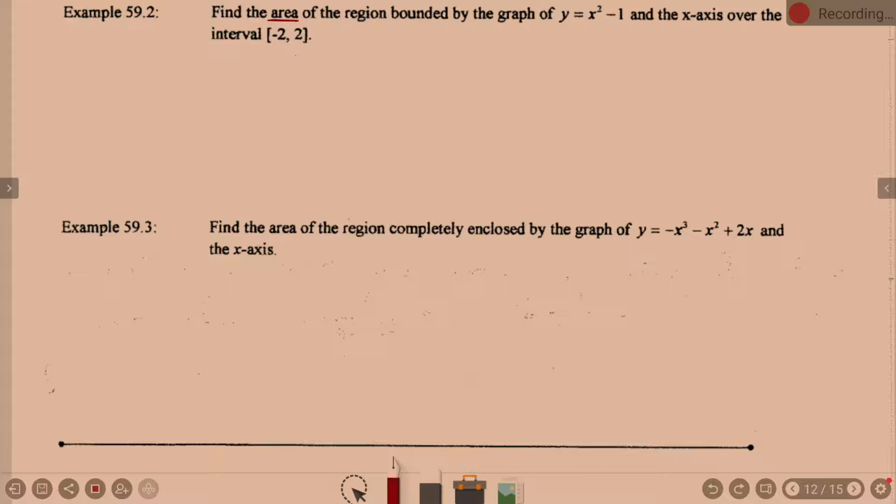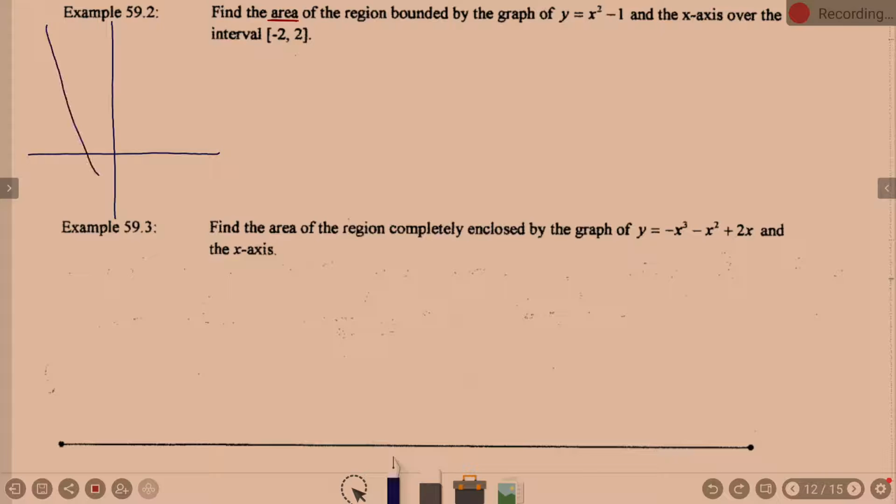But my recommendation, sketch a graph. Or at least visualize a graph. What do you know about x squared minus 1? It's a parabola. Correct? That's basic algebra 2 knowledge, in my opinion.